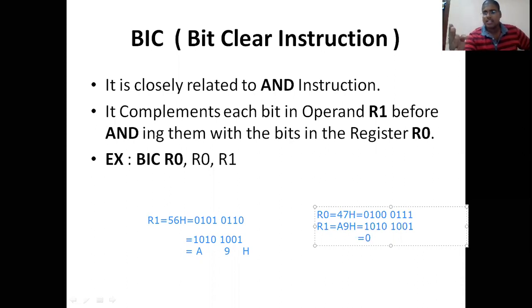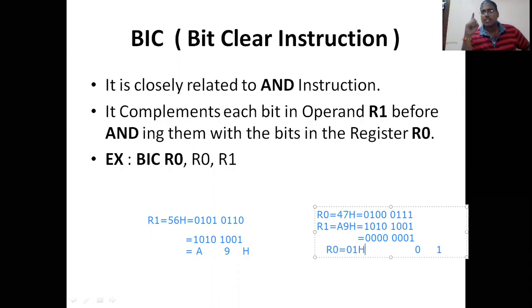Similarly, the next one is 1 and the other one is 0, so 0. Similarly here 0, 0, 0, 1. So now the obtained answer is 0000 and 0001. The equivalent value of 0000 is 0 and 0001 is 1. So the total answer that is going to be stored in R0 is 01H. So this is the concept of BIC.